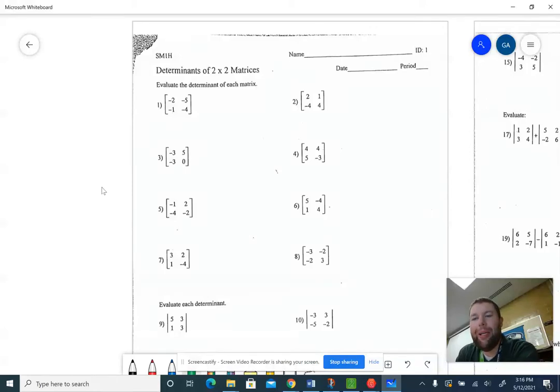Okay, so today we're going to be talking about determinants. A determinant is a number we can find from a matrix that is useful in a lot of different ways. It can help us find the inverse. It's useful when you're using matrices for solving systems of equations.